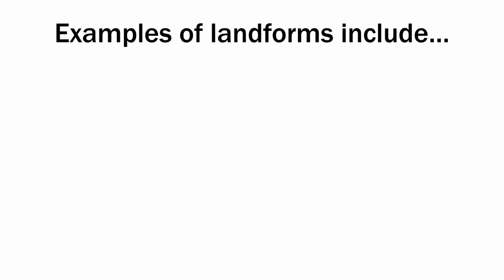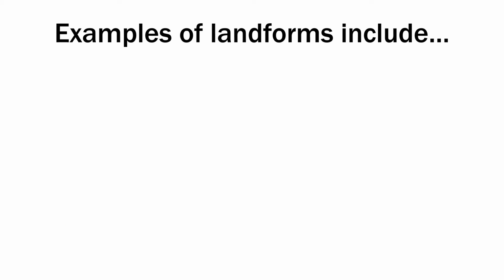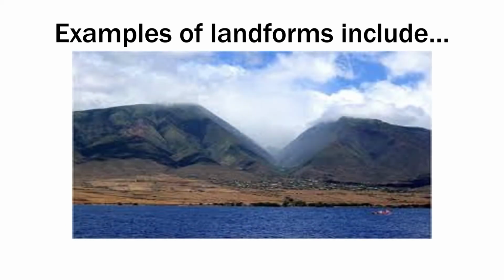Let's take a look at some examples of landforms. What do you think this is? We saw a few of these in the first pictures that we looked at. This is a mountain. We will learn more about mountains later. Let's take a look at another example. This is called a valley. If you notice, a valley forms a deep V in between mountains.